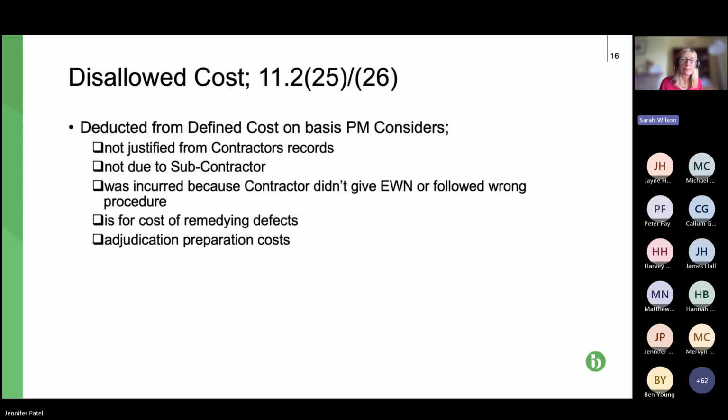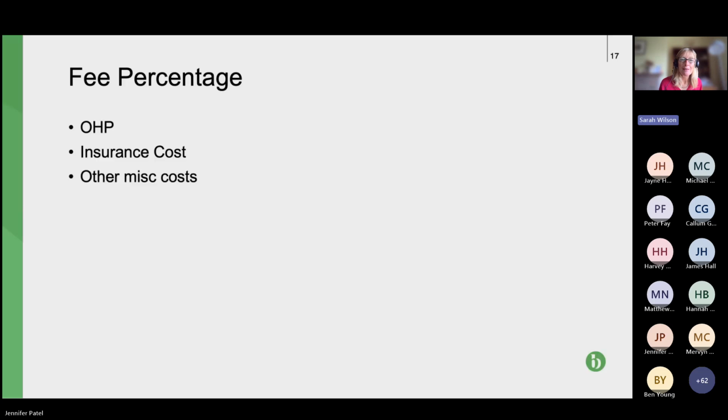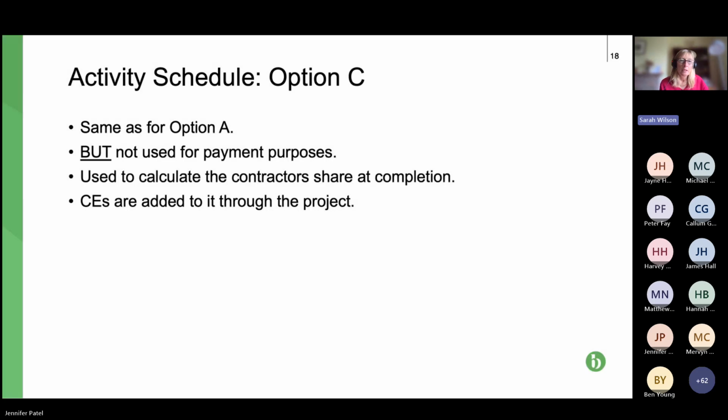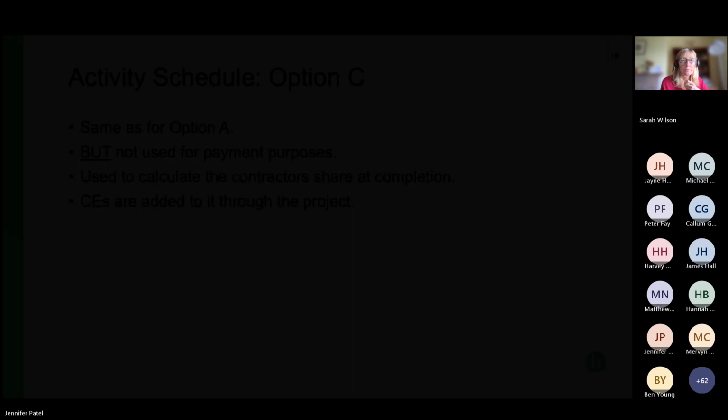So if we can move to the next slide, Jen, which I think should be the fee percentage. Yes, that's logical. So yeah, as we've shown, it's the overhead and profit, cost of your insurance, and a few other miscellaneous costs. So if we can go to the next slide, please. Yeah, so we've covered all of that, so we can move on.